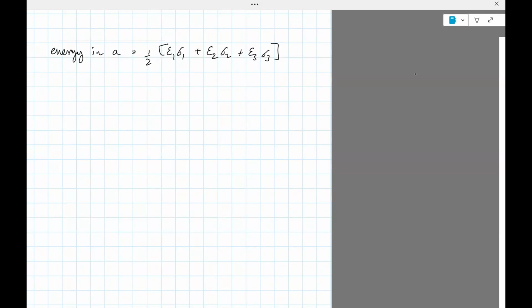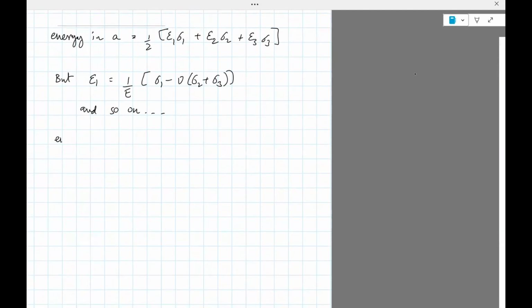Now you can also substitute in the value for strain. We know that the value for strain is nothing but 1 divided by E, sigma 1 minus Poisson's ratio times sigma 2 plus sigma 3, and so on. We've seen this relation before. So we can write the strain energy in direction 1, direction 2, and so on. If you do this math, you get the energy in A. Since we substitute strain as a function of stress, the energy in A will only be a function of stress, and that comes out to be this value.